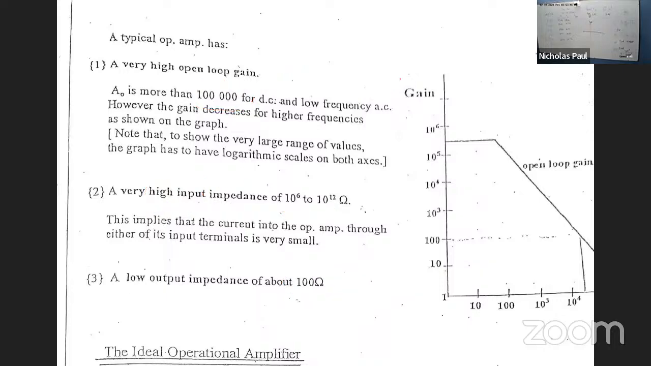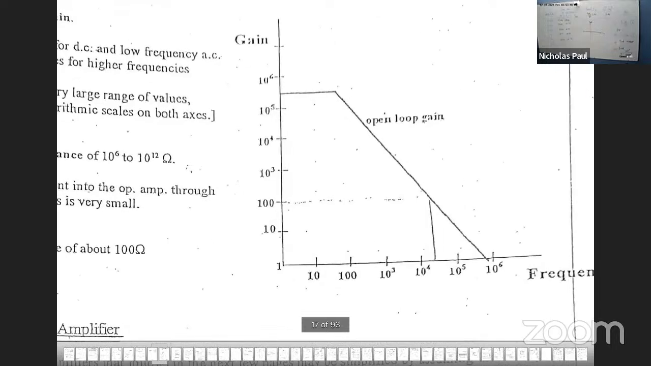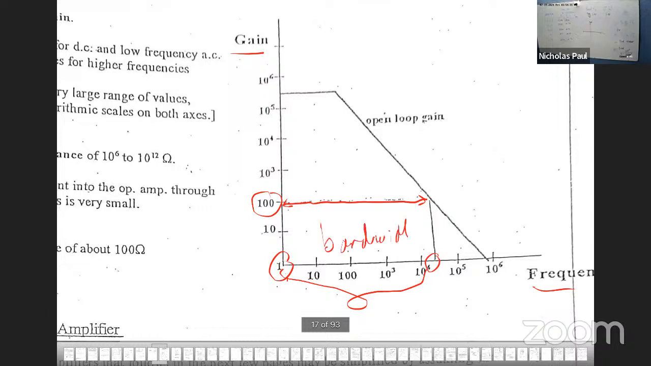Last thing, and I will go through this, but I will do this in the questions next day. This is a gain versus frequency graph. Let's say we have a gain of 100. That gain will only work for a particular range of frequencies, and that red line shows the range. The range is from 1 to this value here. That's called your bandwidth. So bandwidth is the range of frequencies.